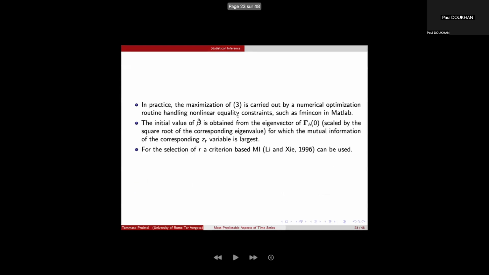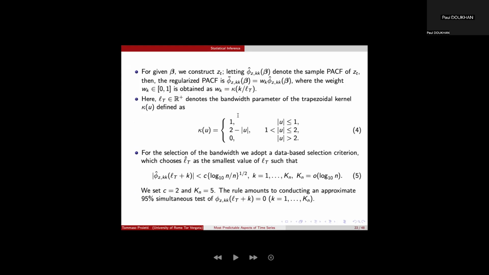In practice, I apply a rule consistent with that: you look at the smallest value of LT such that the next capital K autocorrelations, which I usually choose as 5 depending on the frequency of the data, are jointly 0. So it's like a multiple test, right? That's what we do.